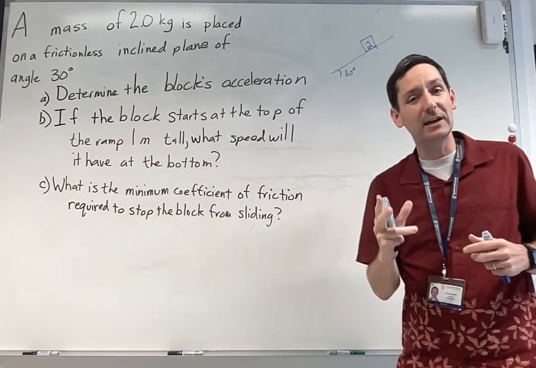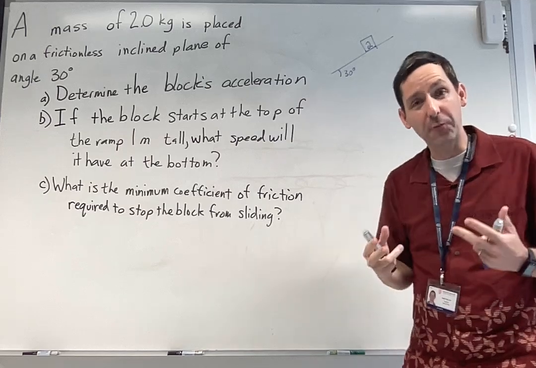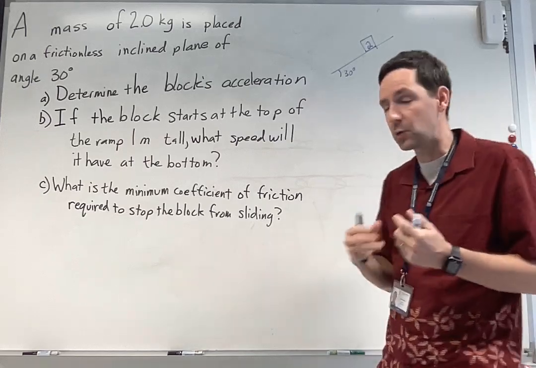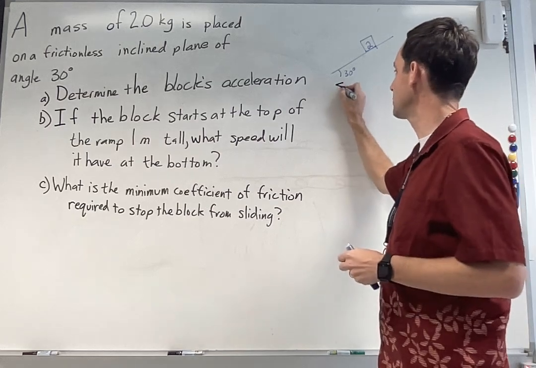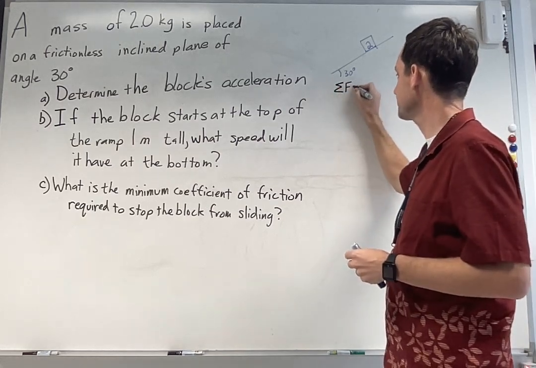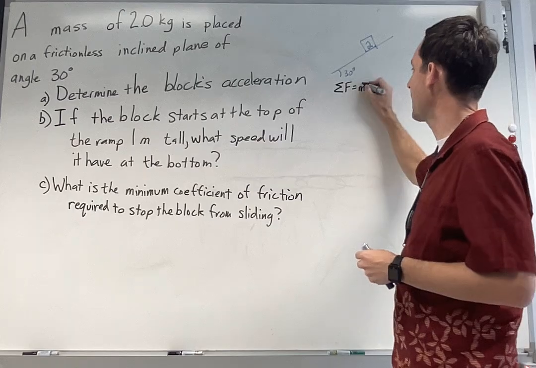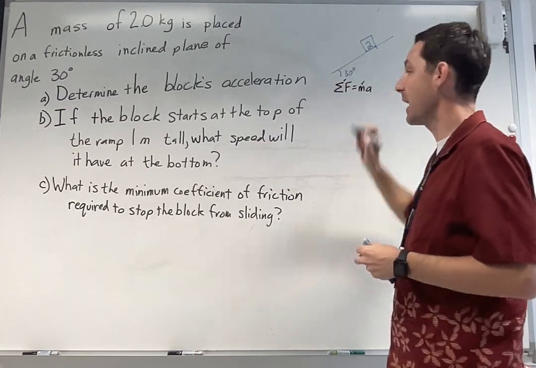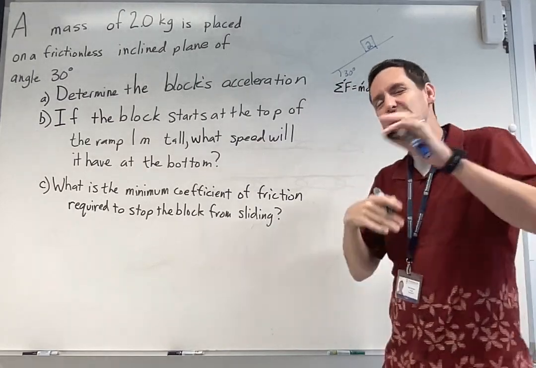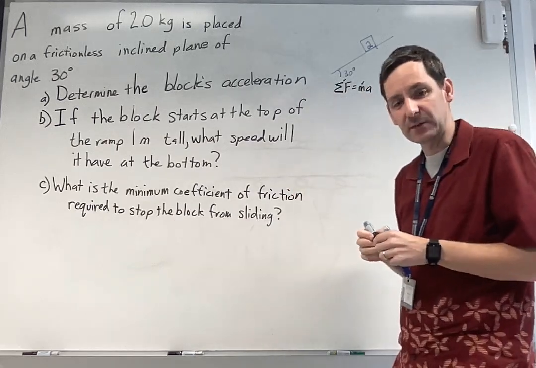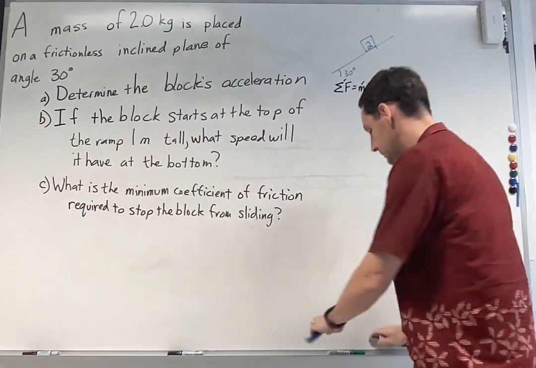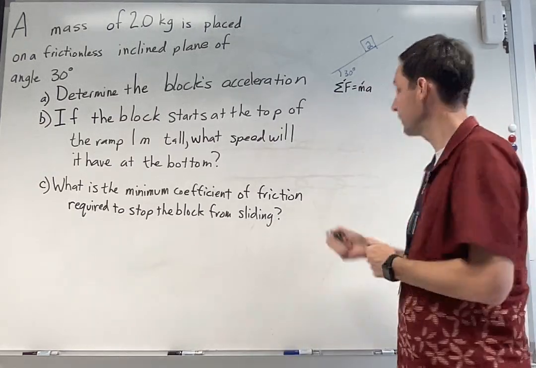I can also get acceleration from the sum of the forces, right? Sum of the forces equals ma. And so that's what I'm going to try to do here. I'm going to try to go sum of the forces equals ma, because I do have the mass. So if I can find the sum of the forces, then I should be able to put those things together to be able to find the acceleration.